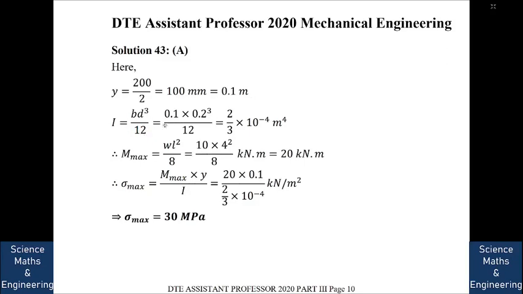I would be bd cube by 12, so it is 0.1 into 0.2 whole cube divided by 12, so it is 2 by 3 into 10 to the power minus 4 meter to the power 4, and m max would be ws square by 8, so it is equal to 20 kilonewton meter. So sigma max would be m max into y divided by I, so it comes out to be 30 megapascal.